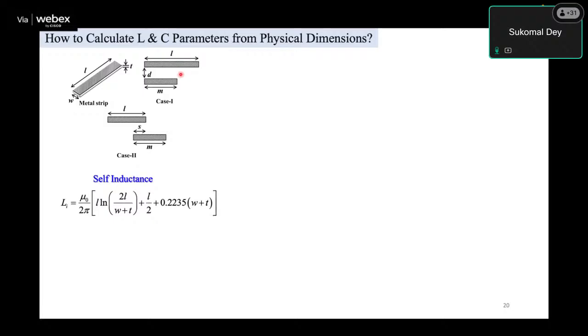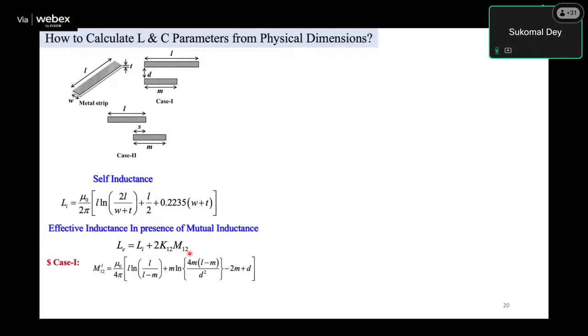With respect to these three cases, and with respect to the metal, you always have some kind of self inductance. Effective inductance in the presence of mutual inductance means what? With respect to this diagram, that is the effective inductance. Then from case one, how to calculate the mutual coupling between L and M? That is the formula. What is the mutual coupling for the second case with respect to this overlap?